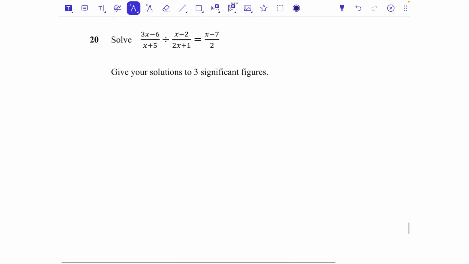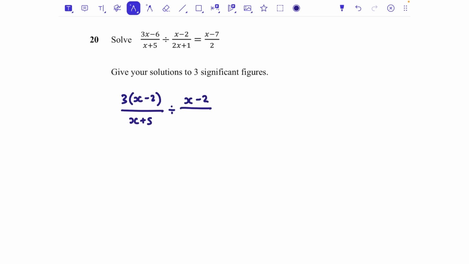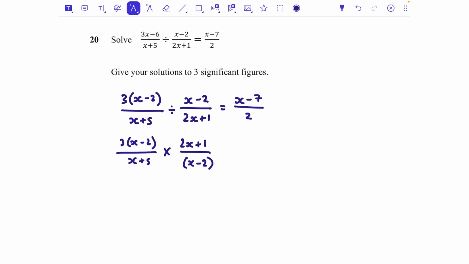Question number 20. Solve this equation. So when you see algebraic fractions, if there's anything that can be factorised, we're going to do that. So I can see that 3x minus 6, we can factorise that. So 3 lots of x minus 2 over x add 5 divided by x minus 2 over 2x add 1 equals x minus 7 over 2. Now when we divide fractions, we keep, change, flip. And I'm going to put that in a bracket because you can see that that's going to cancel in a second.